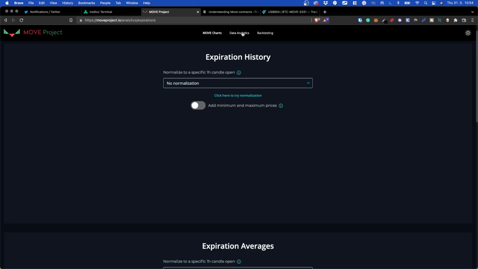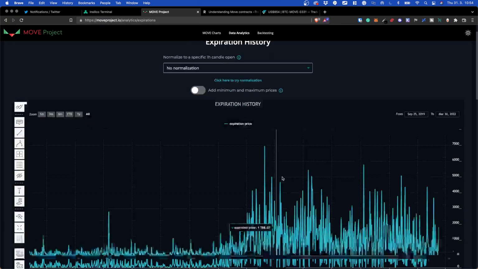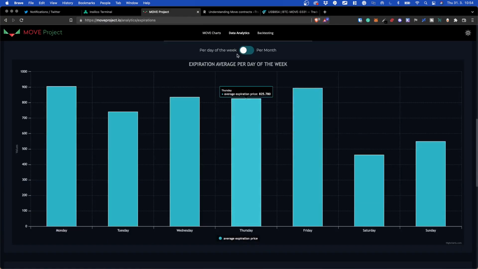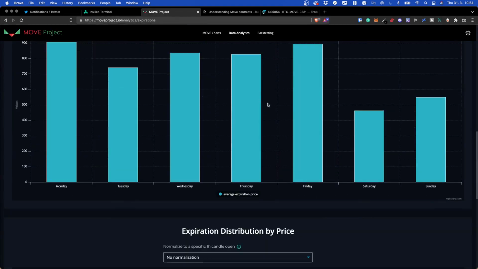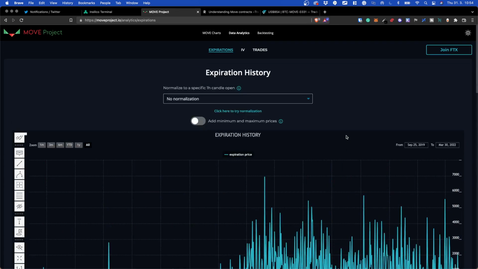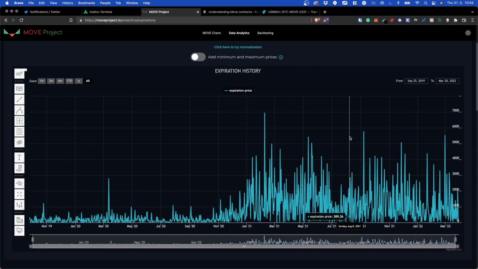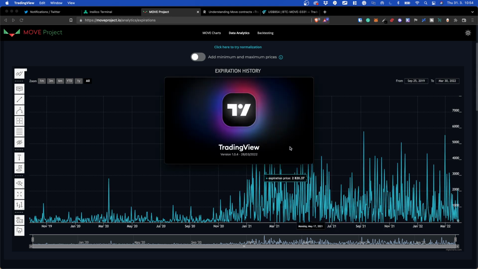There are other great things here. You have an expiration history, expiration averages for the week, and some other things. There is a backtesting tab, which I haven't tried, but the things that I will talk about are easily backtestable, but you still need to execute them properly for you to make any kind of money.